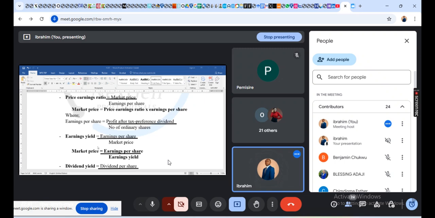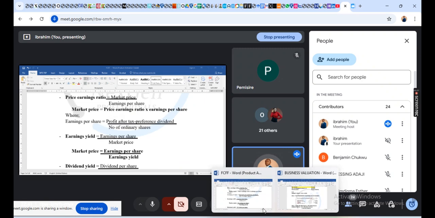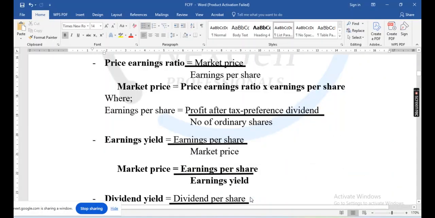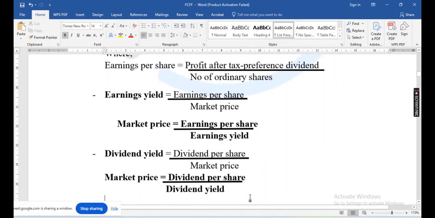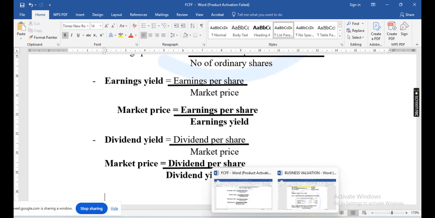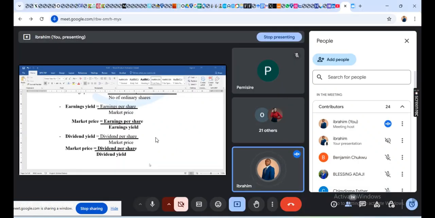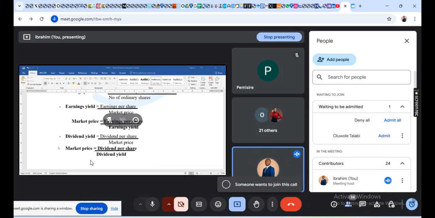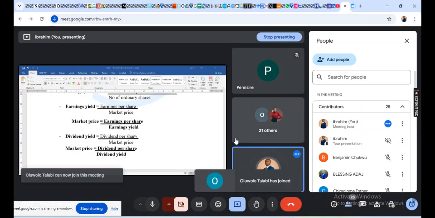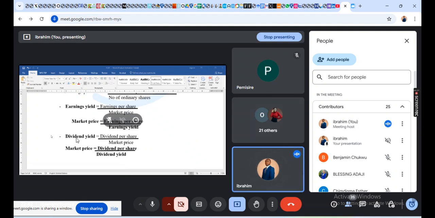Right. Now, another thing is dividend yield. Dividend yield is not even common. Most times, I ask the price earning ratio. Most times, it is price earning ratio. All right. Before we go to the other methods, the yield means market price. Dividend per share. Don't forget, just like earnings per share. So dividend yield, the formula.